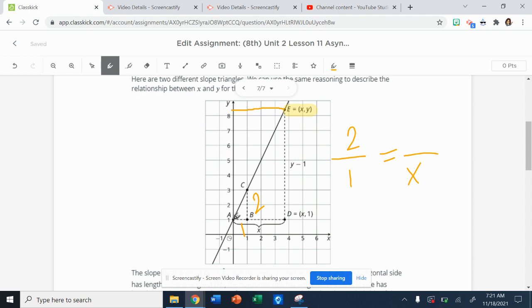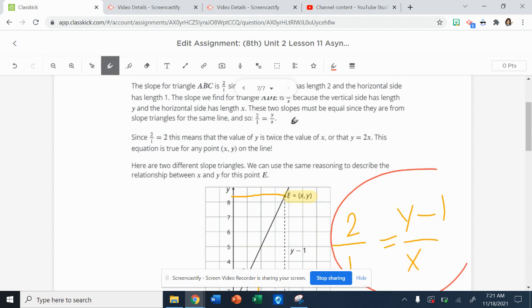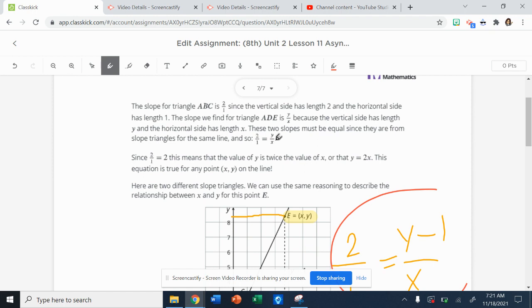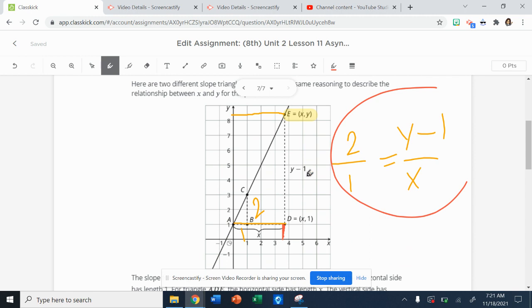It's the same distance from the y-axis as the base of the triangle, but the height will be y minus 1. And the reason why it's y minus 1 is because that triangle ends with an extra unit of space between the base of the triangle and the x-axis. And so our equation for this line is 2 over 1 equals y minus 1 over x. And we can always find the equation for a line by simply setting y over x equal to the slope. The most important thing to pay attention to is whether we have these special intersection points where we're going to need to do a little extra to x and y.